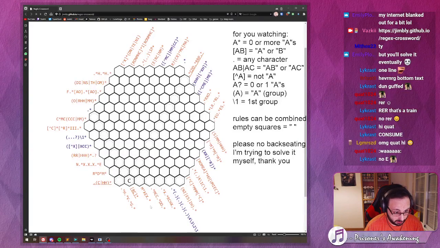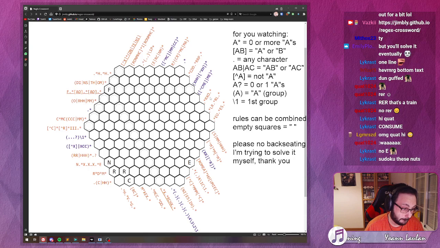So there's a C forced here, I know that. And there's an R forced here, R forced here. There's an N forced here, and an E forced here. These are literals. We don't have to argue about these. F.